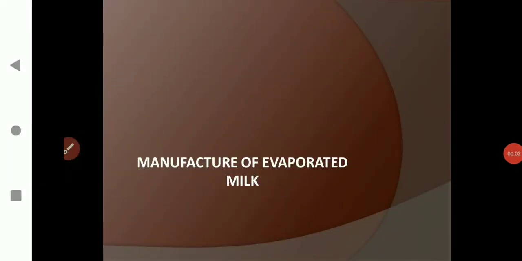In this presentation, we are going to learn the manufacture of evaporated milk. We have already seen the manufacture of sweetened condensed milk, and we know the difference between sweetened condensed milk and evaporated milk. In sweetened condensed milk, we add sugar to enhance its shelf life, but in evaporated milk, to enhance its shelf life, after packing, we are sterilizing the concentrated milk. Right.